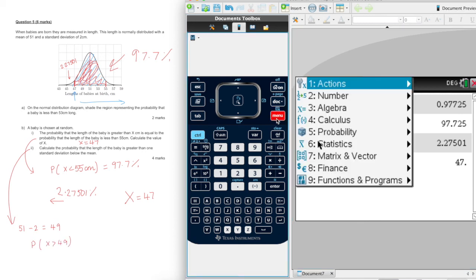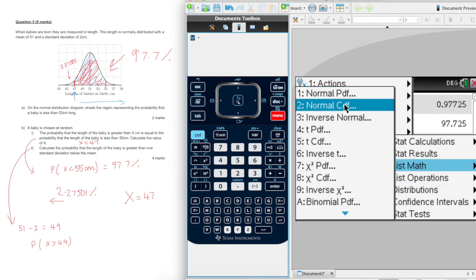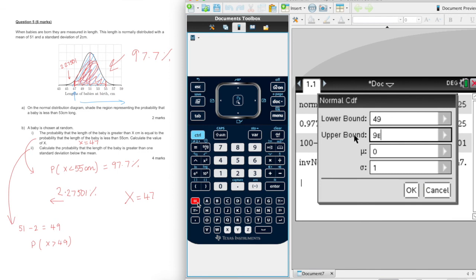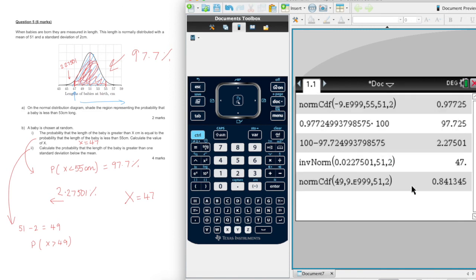So again, on my GDC, menu, statistics, distributions, normal. This time my lower bound is 49. My upper bound is infinity, so this is where I use the E. My mean is 51 and my standard deviation is 2. And my answer there is 84.1% to 3 significant figures.